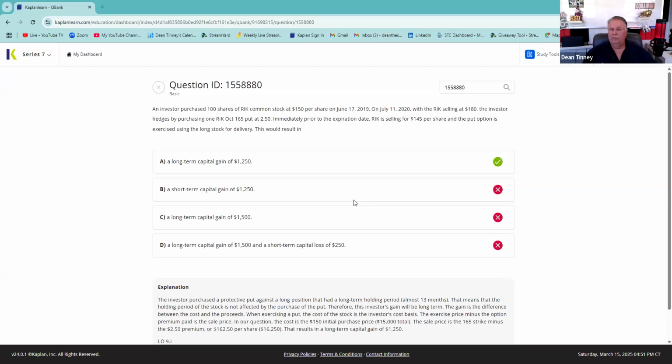So the stock is selling at 145. Aren't you glad you have a choice to sell at 165? You're not going to sell at 145. You're going to exercise your put.